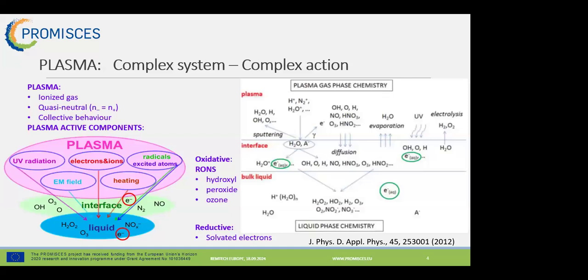What actually the plasma is, this is ionized gas with approximately equal number of positive and negative charges, and has a collective behavior. And the active plasma components that make it so useful for many purposes is that in addition to the charged particles, we have also very active radicals, excited atoms and molecules, UV and VUV radiation, electromagnetic field, and of course the heating component can be quite noticeable.